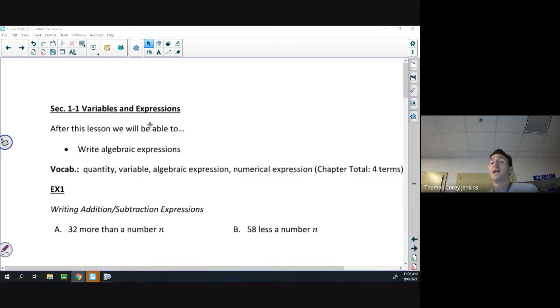It says section 1-1, variables and expressions. So this will be one of, I think, 4 lessons, possibly only 3 that we cover in this chapter. So it's a really short and sweet kind of deal. We'll probably finish with a quiz over it sometime next week. We won't finish with a big test or a project over this short chapter. These are just some fundamental skills that you'll use throughout the year. Not really enough to test you over.